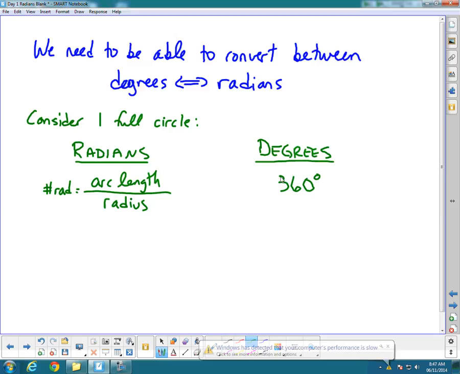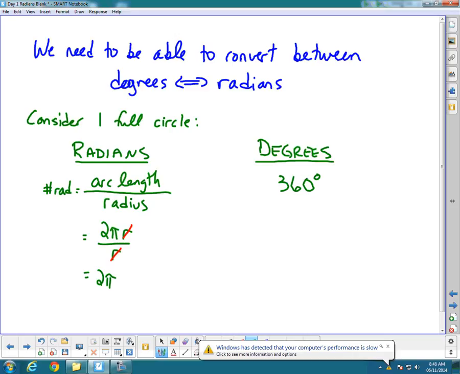Does anyone remember the formula for circumference of a circle? 2 pi r, yeah, good. Okay, it's 2 pi r. We don't know what the actual radius is, so we're just going to leave it as r. Since we don't know what that is, it doesn't really matter, because the relationship is always going to be the same. What's 2 pi r divided by r? Well, we have an r on the top and r on the bottom, and we get 2 pi.